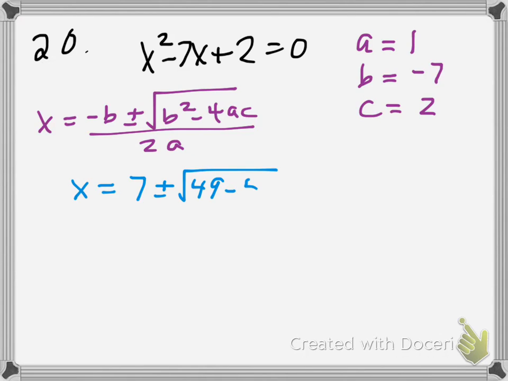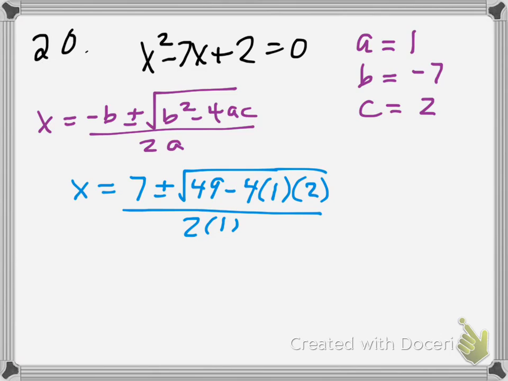So minus 4 times a times c. So I'm going to open up 2 parentheses to actually plug in a and c. A in this case is 1 and c is 2. And that's all over 2 times a, and a is 1.